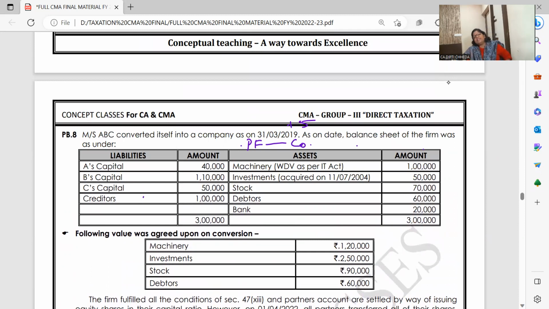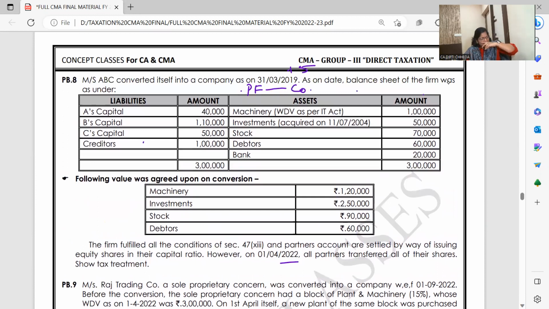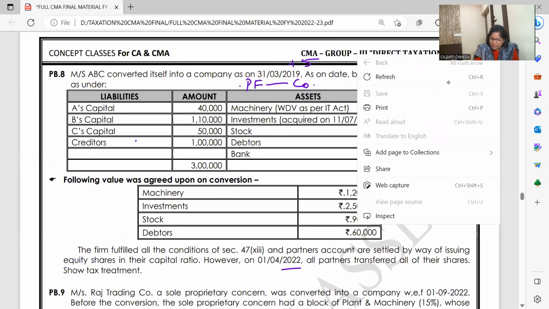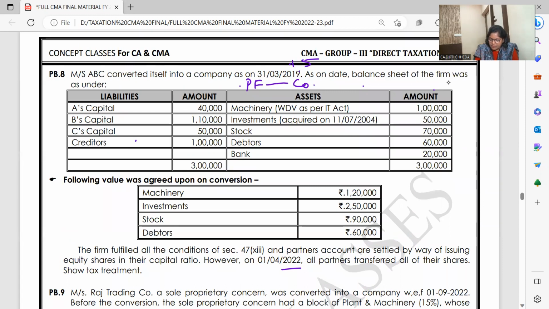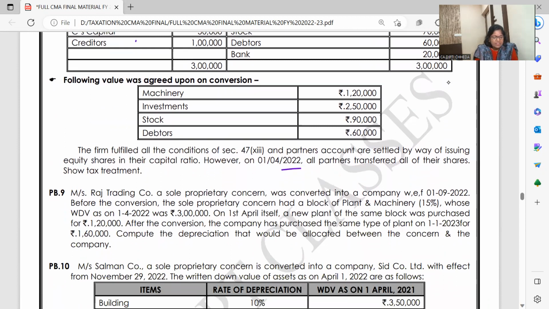So from 2019, 5 years: 20, 21, 22, 23, 24. It should have been held till 24, but what happened? In 22 all the partners transferred. So in which year will everything become taxable? 22. But then indexation will be allowed only till 2019. Okay, right. Let us make it 2018, easy for us to take all the index rates. 2018, change it.